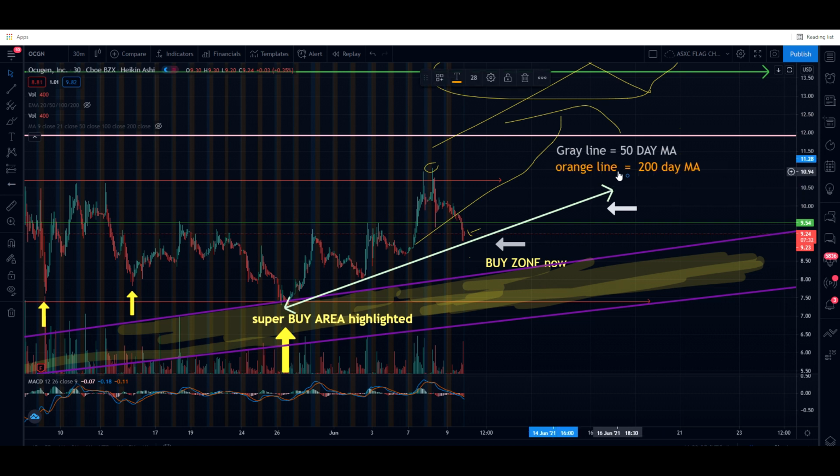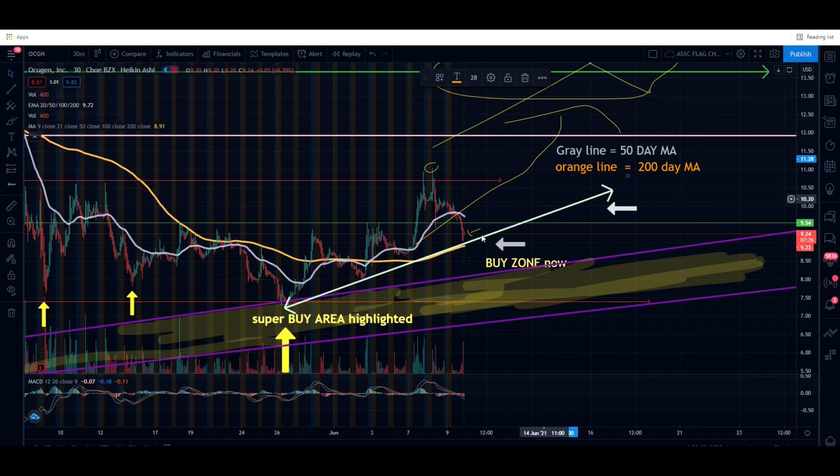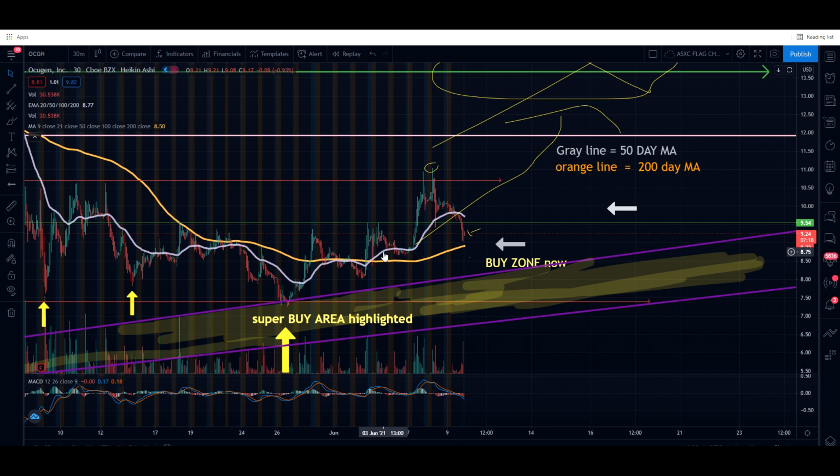I want you to pay attention very clearly to what I'm telling you, okay? You see this orange line, this highlighted orange line? This is the 200-day moving average. And then you see the gray line? This is the 50-day moving average, okay? These lines are key, very important lines.